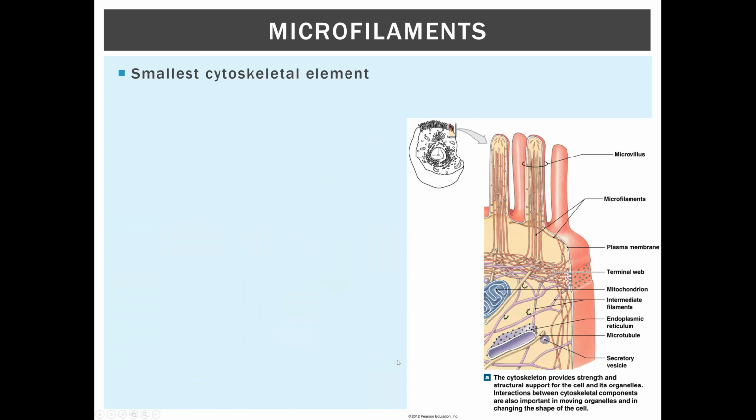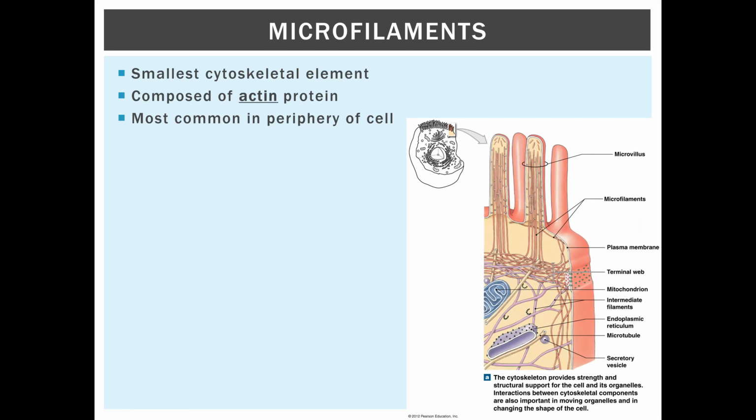So microfilaments are the smallest of all of the cytoskeletal elements. They are made of a protein called actin. And again, we're going to talk a lot more about actin filaments or microfilaments when we get to the muscle chapter. Microfilaments are most common in the periphery of the cell. So in this image from your textbook, you can see them here around the edge of the cell, and they can extend up and form microvilli as well.